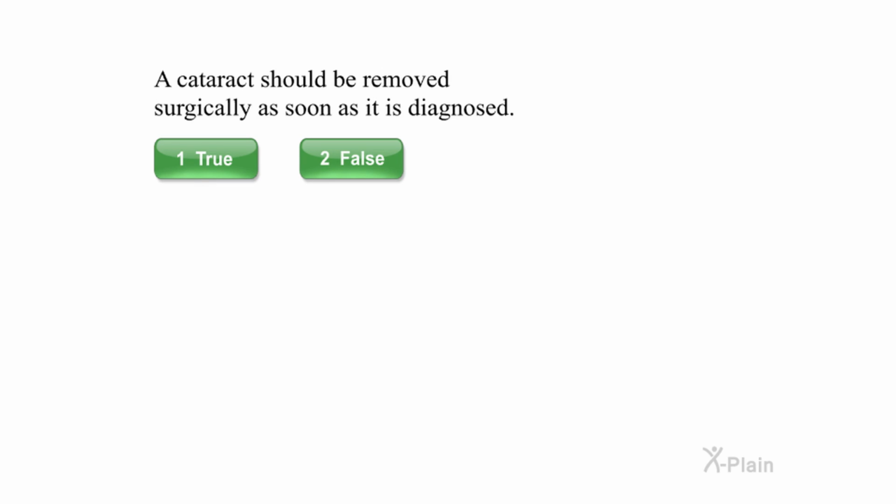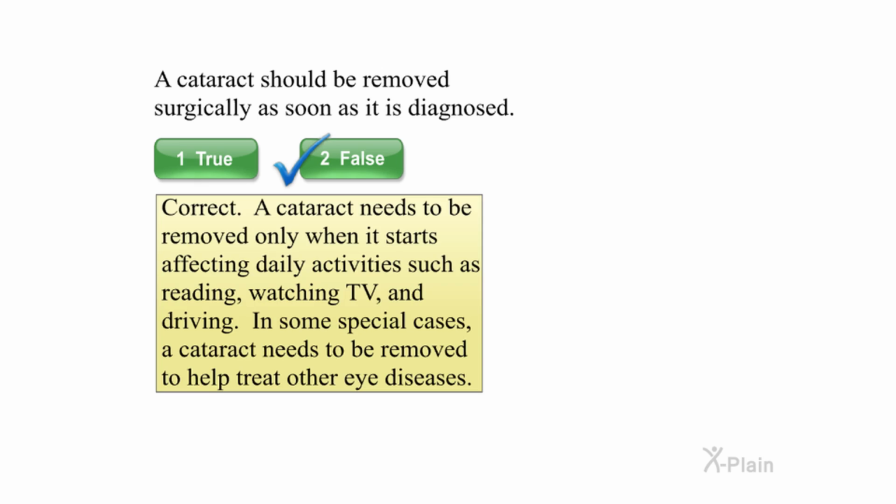A cataract should be removed surgically as soon as it is diagnosed. Select true or false. Correct. A cataract needs to be removed only when it starts affecting daily activities, such as reading, watching TV, and driving. In some special cases, a cataract needs to be removed to help treat other eye diseases.